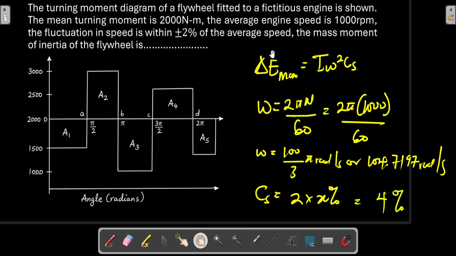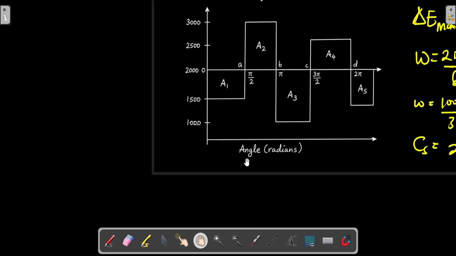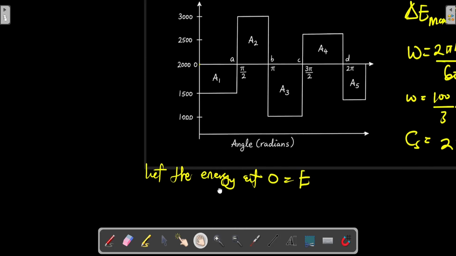We are to find the maximum fluctuation for such an engine. So how do we do it? I think I've already described this. That is when you have a multi-cylinder engine and you have to find the fluctuation. How is it done? As I said, you first select this particular point, the origin. The energy there will be represented by a variable E. So let the energy at O be equal to, say, E. That is simple.